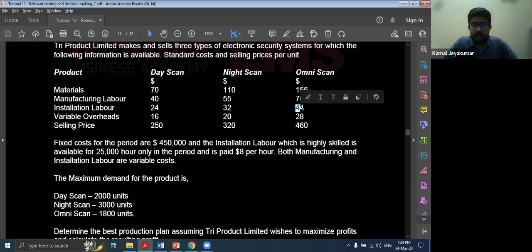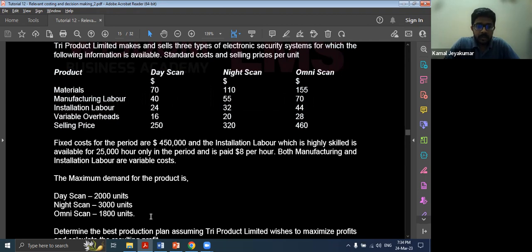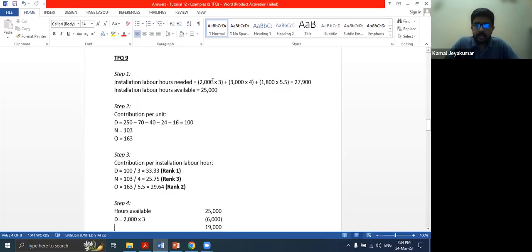And for OmniScan, they have given $44 to make 1 unit. That means you need 5.5 hours, and you can make a maximum of 1,800 units. So 2,000 units times 3 hours plus 3,000 units times 4 hours plus 1,800 units times 5.5 hours, you need 27,900 hours in total of installation labor, but you have only 25,000. So you have less resource than you need. So that is a limiting factor.